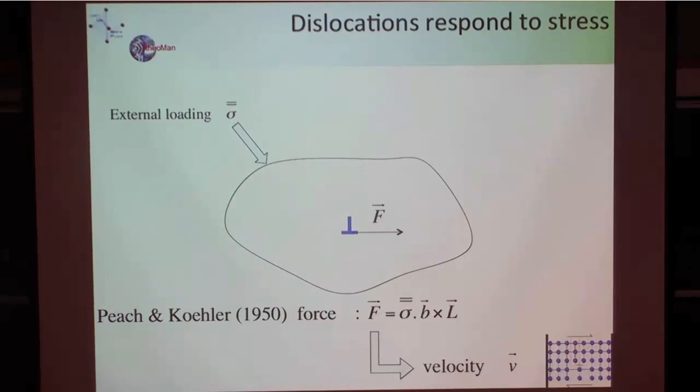And this is what is brought beyond crystallography. Here, we have what we call the Peach-Koehler force, which says that the line direction and the Burgers vector couple with the applied stress tensor and give a force. And then the question is: there is a velocity of the dislocation, and that will tell the transport.